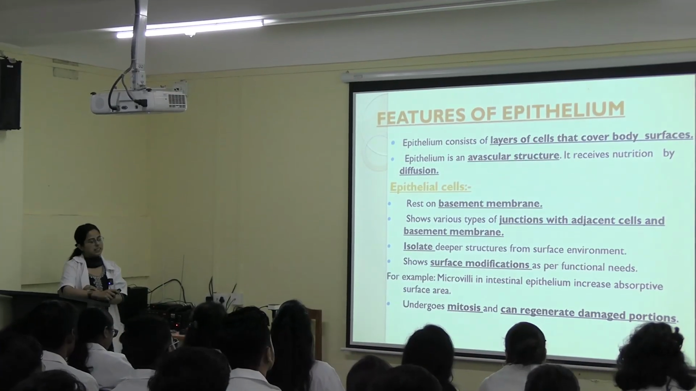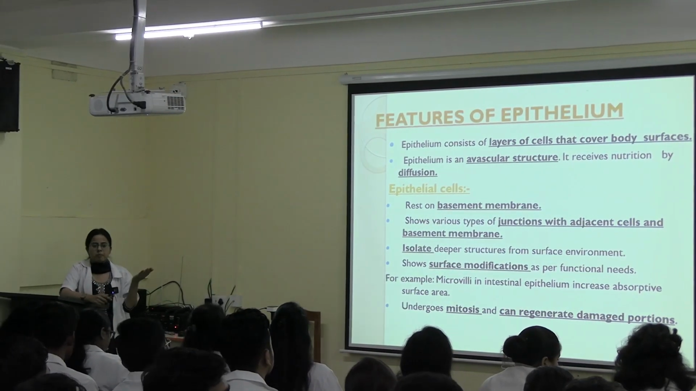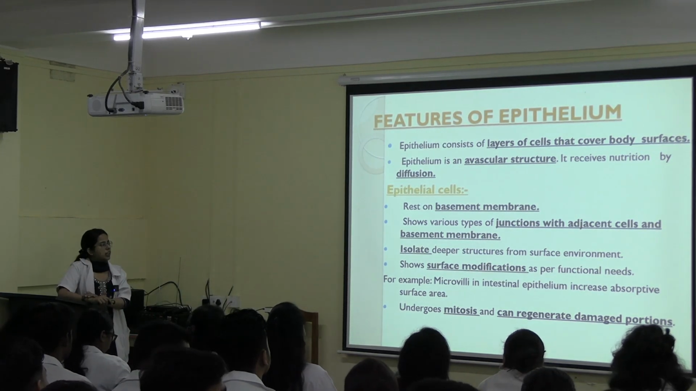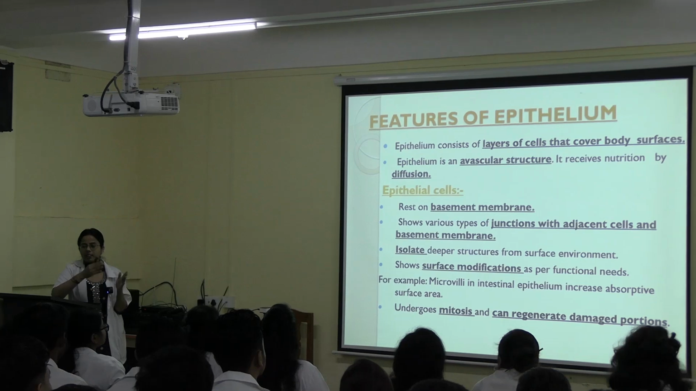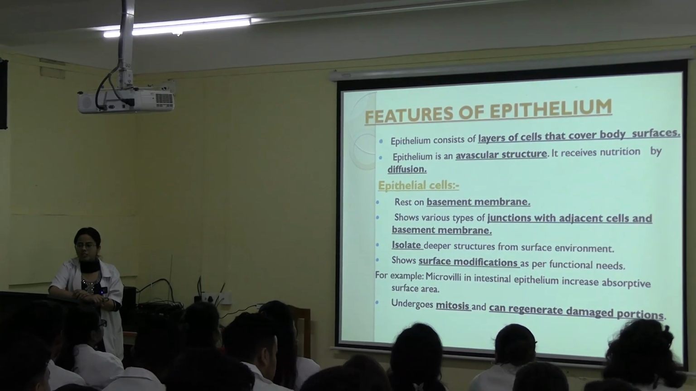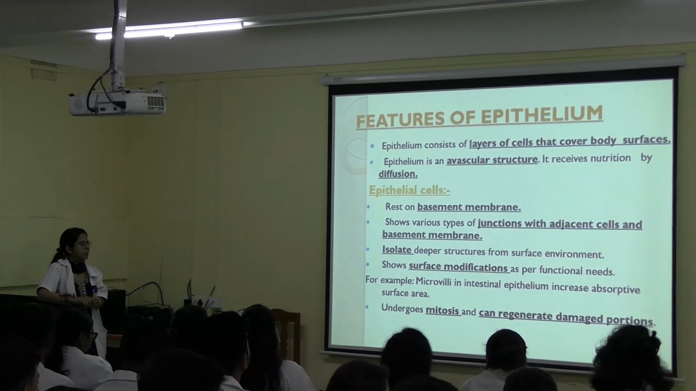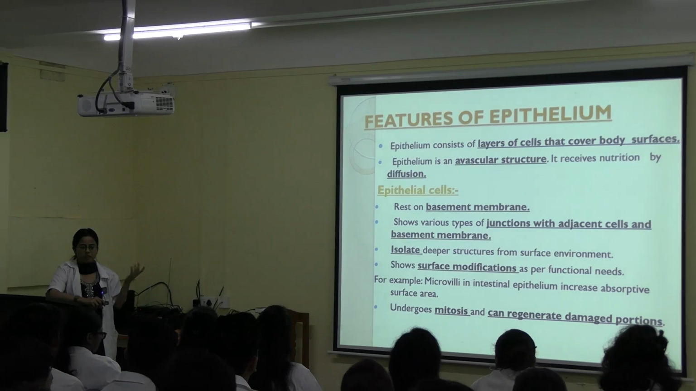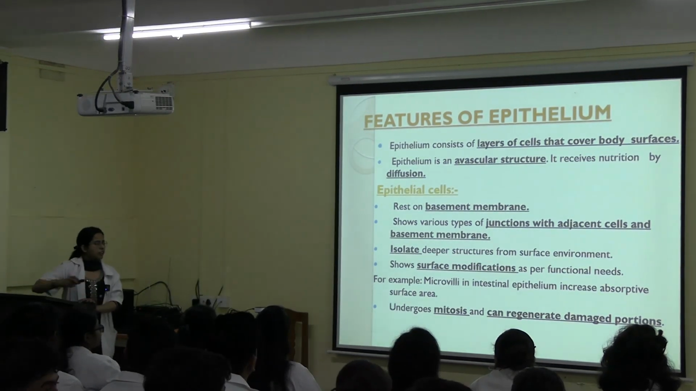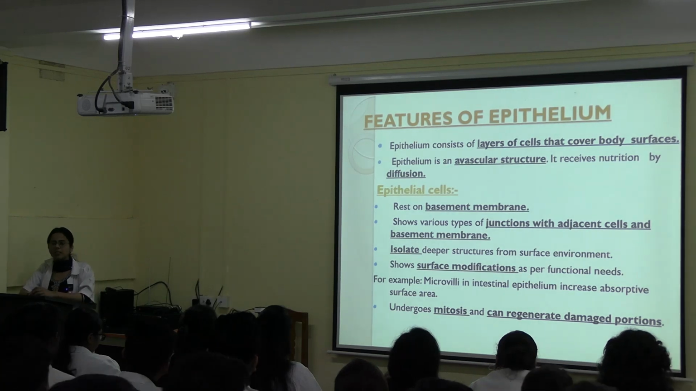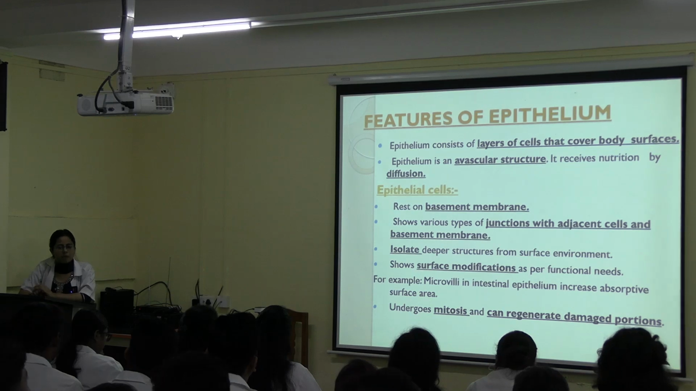Epithelial cells will rest on a membrane which is known as the basement membrane. Now, I already said that they will be connected with one another with the help of junctions. You have read about cell junctions? And obviously it will isolate the deeper structures from the surface environment. And according to its location or function, epithelial cells show many modifications, like cilia and microvilli.